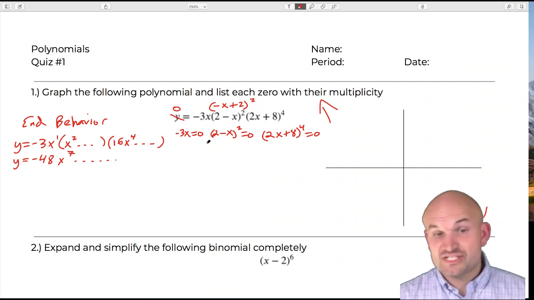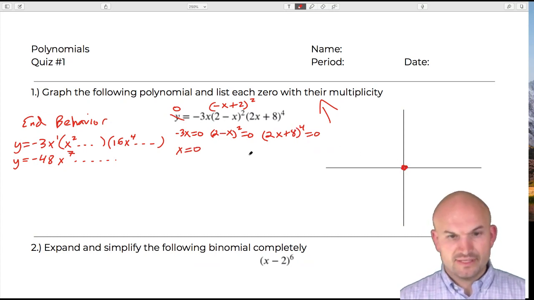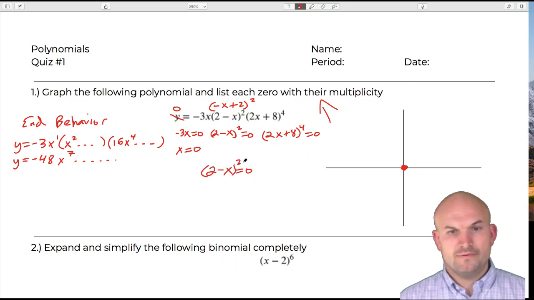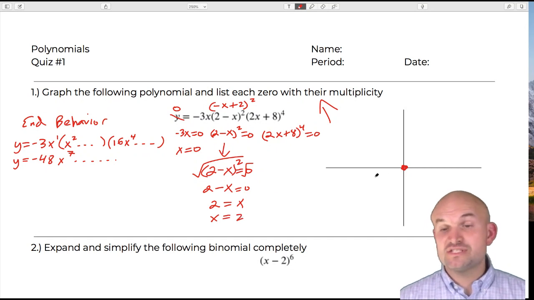Now I'm basically just going to solve all these. Divide by negative 3 here, so you get x is equal to 0. Therefore, I have an x-intercept at 0. Here, if I take the square root of both sides, I get 2 minus x equals 0. Add the x to the other side, you get 2 is equal to x, or x is equal to 2. So therefore, I know there's a zero at positive 2.